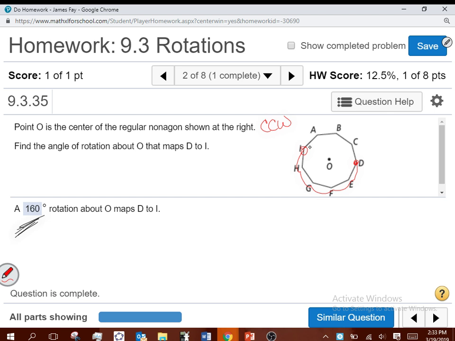We call those, in trigonometry, coterminal points. Co meaning together, terminal meaning terminating or stopping. And obviously they're both points. So going in one direction, I can get to I through a 160 degree rotation. Going the other direction, I can get to I going a 200 degree rotation.